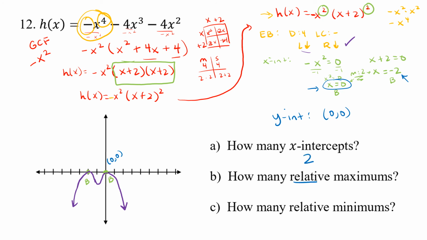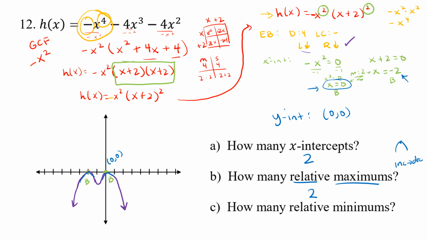How many relative minimums or maximums are there? Relative maximum is when it goes from increasing to decreasing. Those are like the peaks of our mountains, right? How many times does that happen? Once there, it goes from increasing to decreasing. Once here, it goes from increasing to decreasing. So there's 2 relative maximums. Now it's not because that's where x-intercepts are. That just happens to be where it switches from increasing to decreasing.